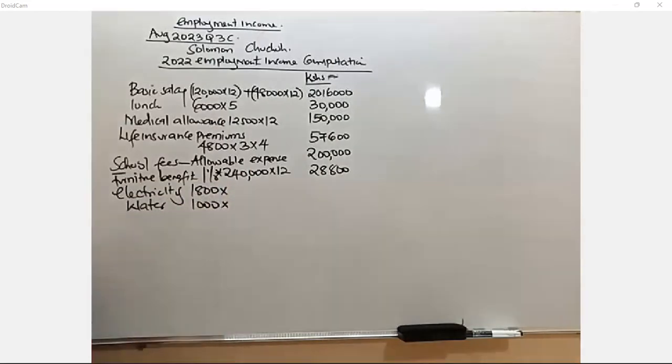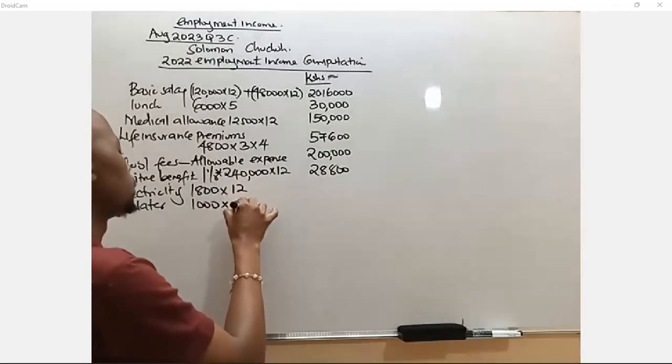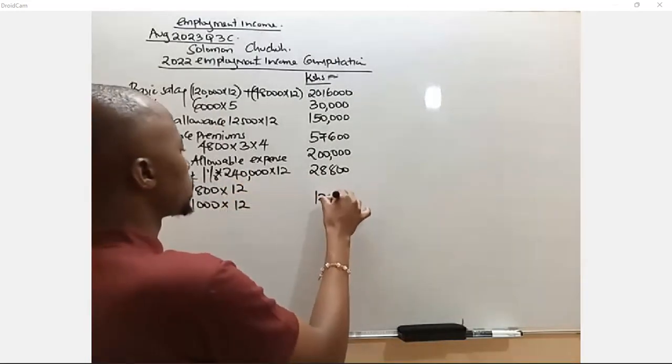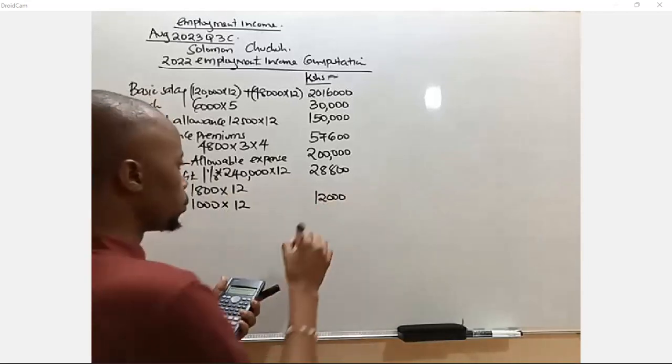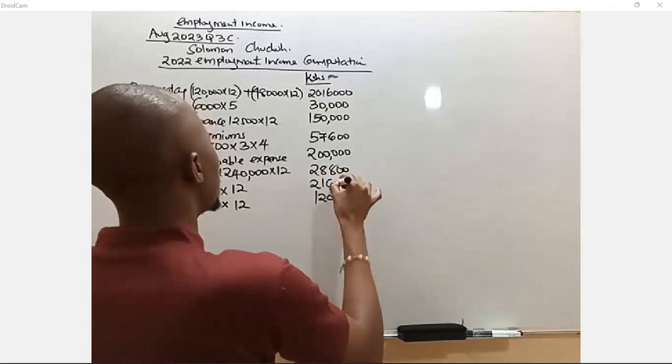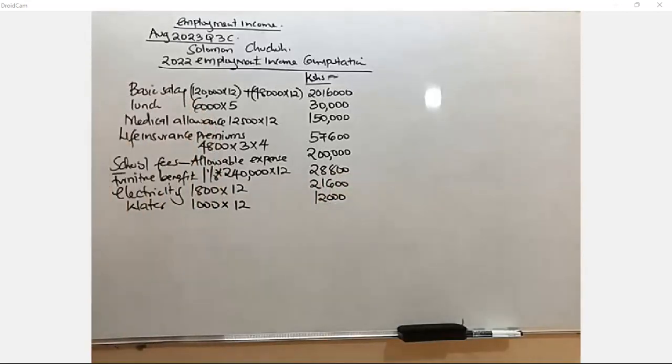We multiply them with the months. Nowhere have you been told the months, so we multiply by 12. So this one will be 12,000, whereas the other one will be 21,600. Then you have also been told here, on 1st October 2022, the company provided him with the following.